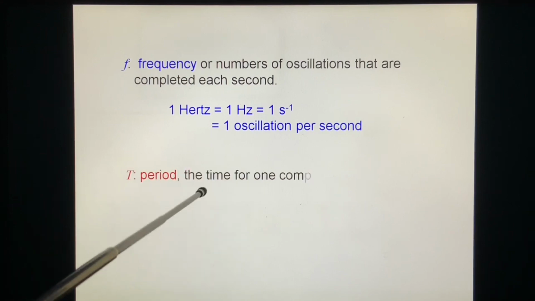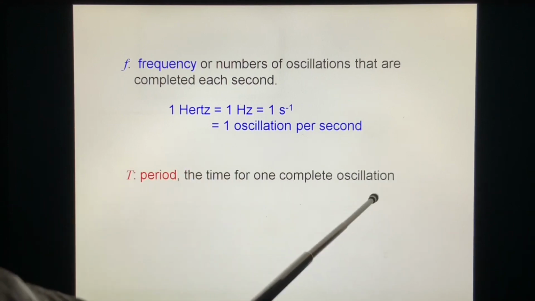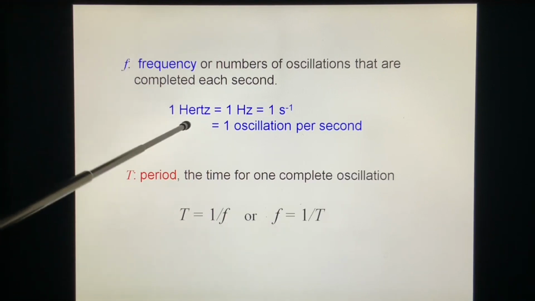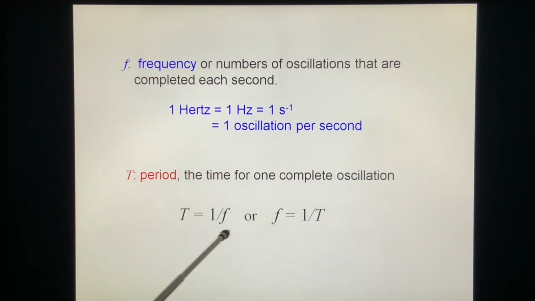Period is the time for one complete oscillation. The period equals 1 over f. For example, you have a frequency of 10 hertz. That means that in 1 second you complete 10 oscillations. Each oscillation takes a time of 1 over 10. So the relationship between period and frequency is reciprocal. Okay, T equals 1 over f, or f equals 1 over T.